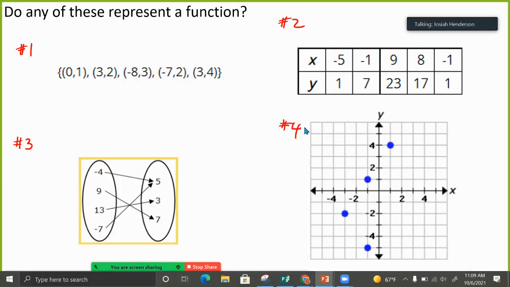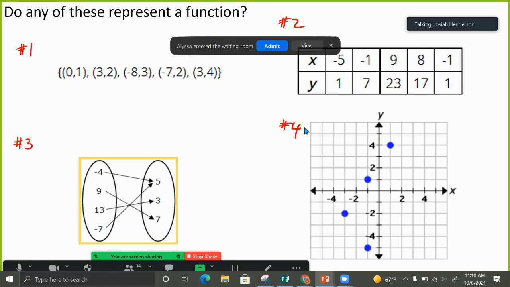Well, how can we even know? We have to use those rules from the previous slide. So we're looking at the inputs and the outputs. We're looking for repeated inputs. That means no function. If we have repeated inputs, that means it is not a function.